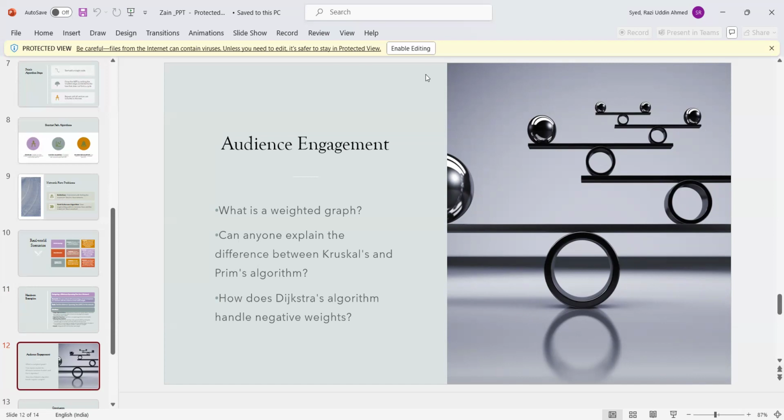Weighted graphs are used in various applications where the relationships between the nodes have different significance or cost associated with them. For example, in a transportation network, nodes could represent cities and edges could represent roads with weights representing distance between cities. In a social network, nodes could represent individuals and edges could represent relationships with weights indicating the strength or frequency of interaction between individuals.